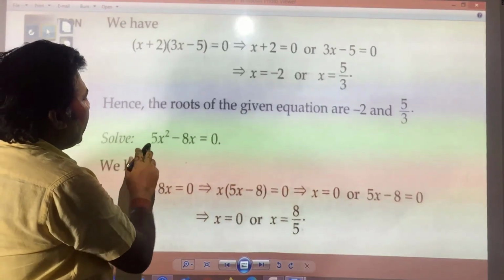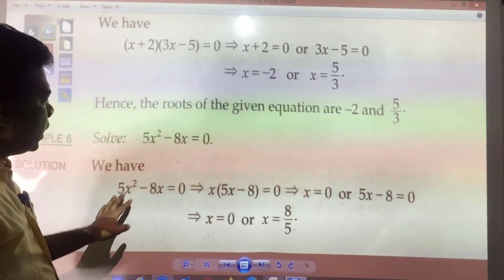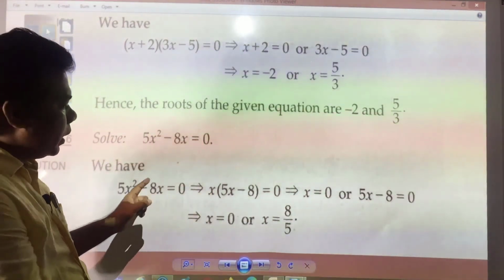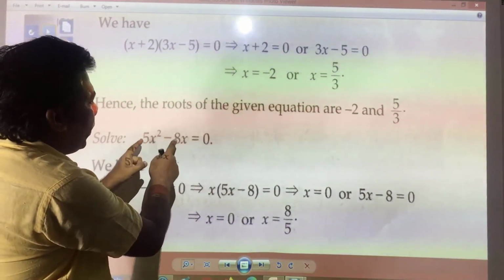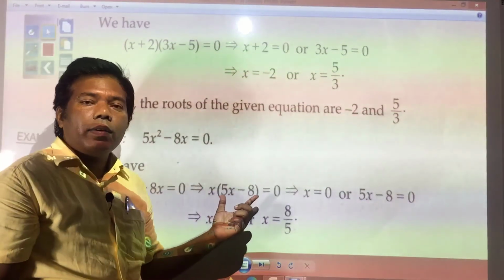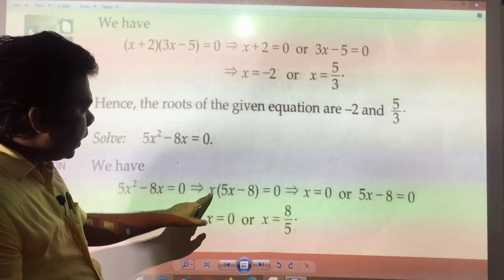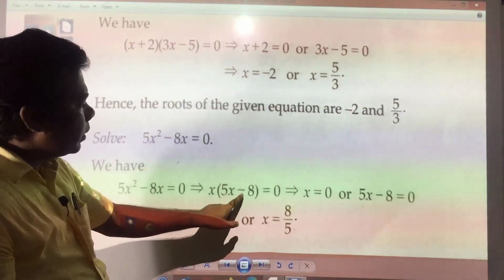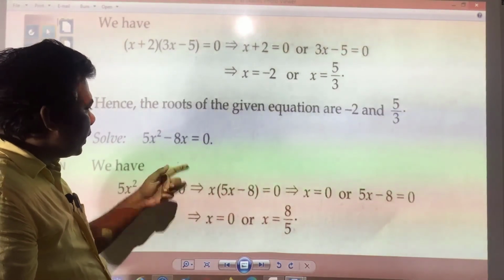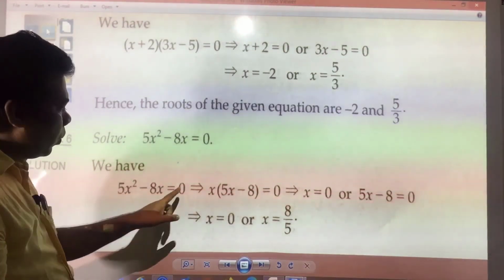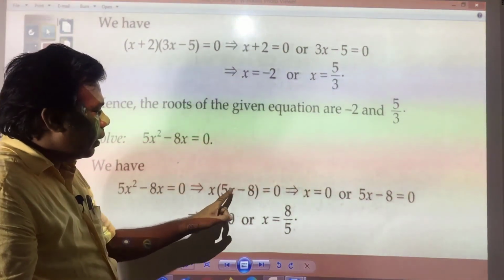Here you see 5x square minus 8x, again in the same form it is required to be expressed as the product of two factors. Here you have the first factor x and the other factor 5x minus 8. If you multiply, you will get the same. It means x has been taken out common, x into 5x minus 8.